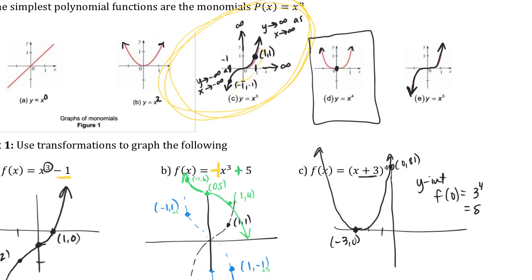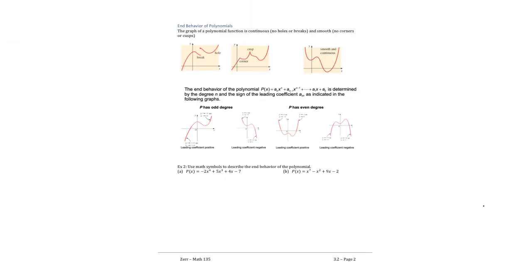And if you start really working with these, what you'll notice is as our degree gets higher, it flattens around the x-intercepts. They become more and more flat than these lower degree ones, and then it's much, much steeper everywhere else.